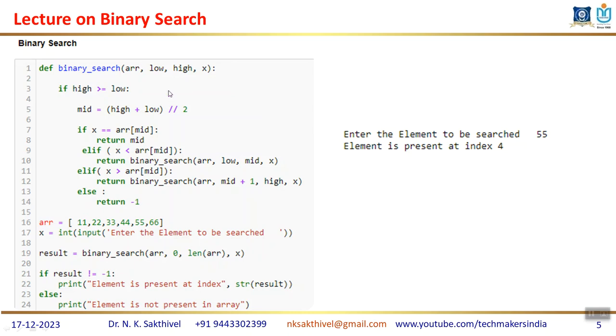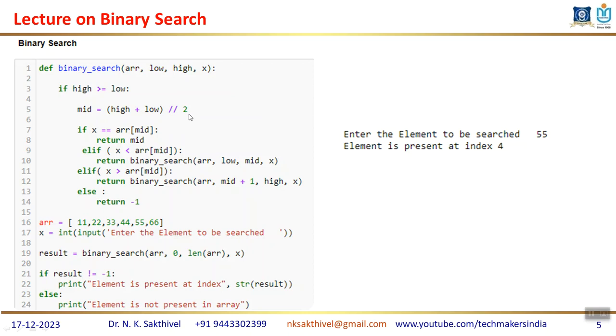And 0 is assigned to low, and array length is assigned to high, and the number you wanted to search is assigned here. Then, as I discussed, it is calculating: if high is greater than or equal to low, it is calculating the mid value, because the condition is that at least one number must be there. So mid value I calculate, as I already explained, as high plus low, floor division by 2.